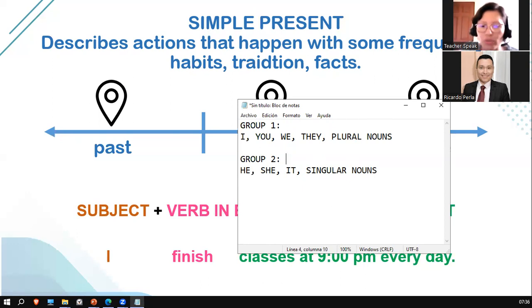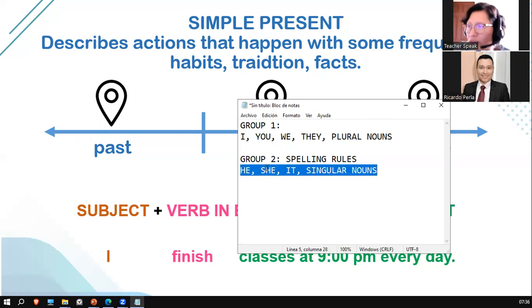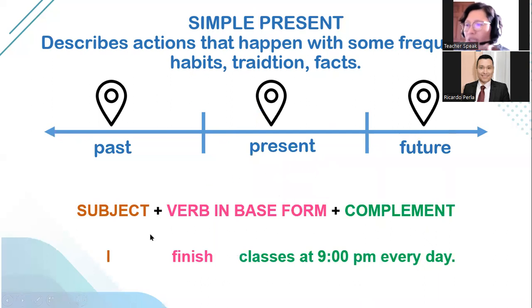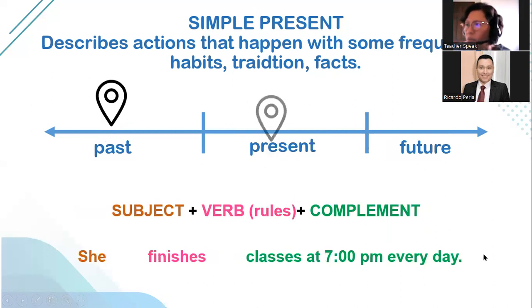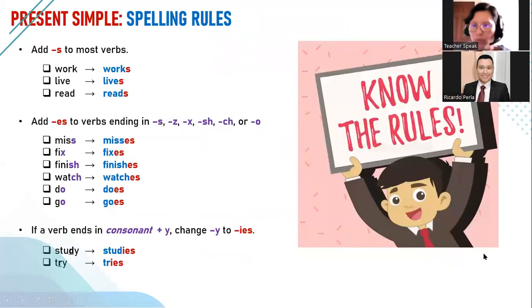With the group number two, it's where I use the spelling rules. Es donde uso esas reglas que ya le voy a explicar, right? We use the spelling rules so we can add the verb with he, she, and it, okay? So the elements are the same. You see subject, verb in base form, and complement, right? This is the one with finishes, pero what are the rules, right? So the rules are very simple, Ricardo. In the past, I used to think that they were very complicated, but actually they are not. They are very easy. And can you read the first one, please?